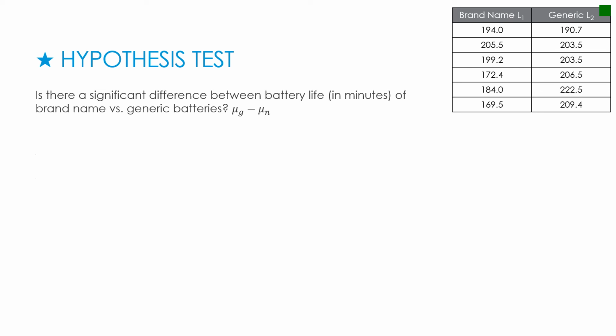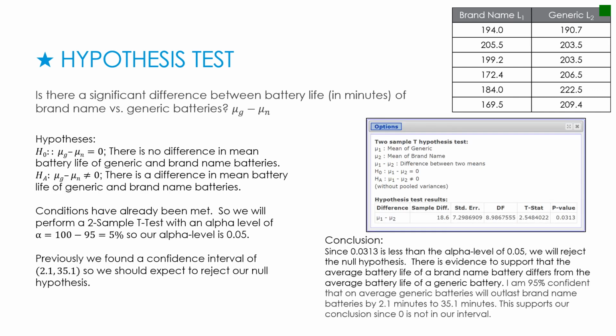So this question says, is there a significant difference between battery life in minutes of brand name versus generic batteries? And they ask us to take generic minus brand name, given in the question. So I've already checked my conditions, so I didn't have to do it again. My hypotheses were that there's no difference, and then that there is a difference, but I don't know what that difference is going to be. So is there a significant difference being not equal to?